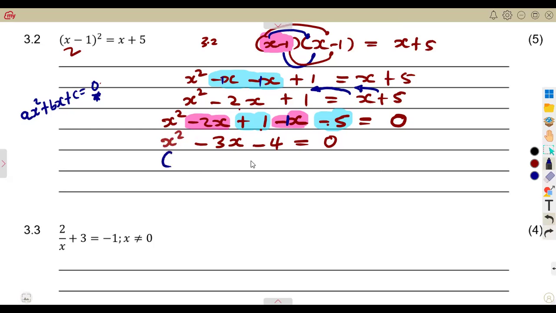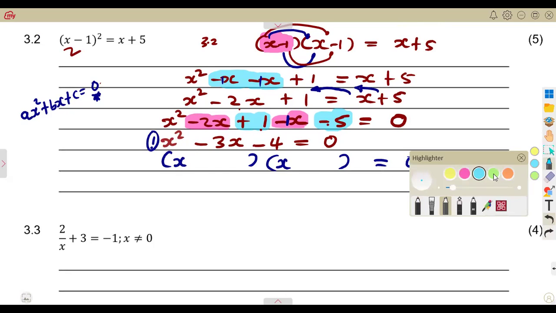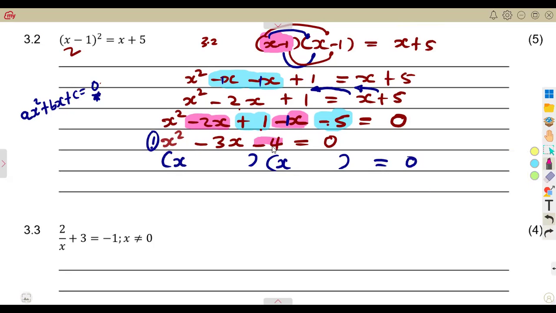Remember our factorization method, you're supposed to have what? 2 brackets equal to 0. So since here we've got a 1, we simply have x and x in each bracket. So this will be x and this will be x, so that we get a 1. What are the factors, the products, just like the previous case, guys? Remember I said you need what? The products of minus 4. But these products must add up to negative 3.